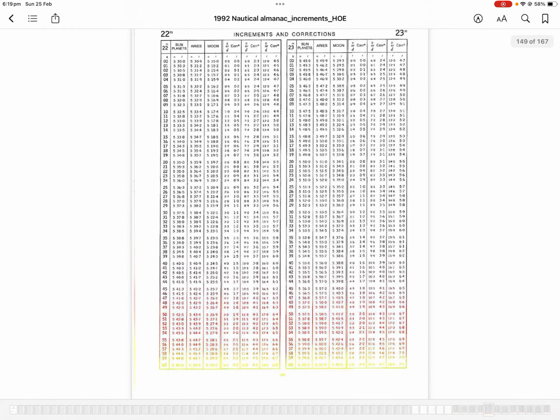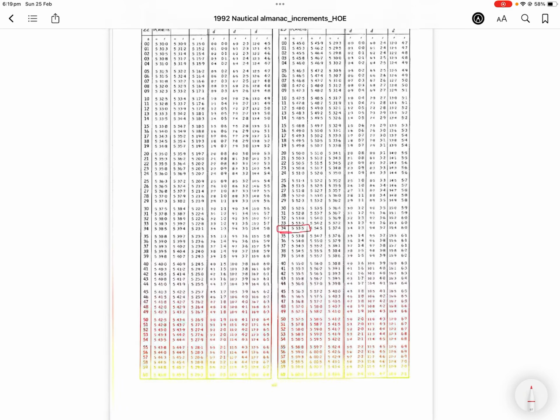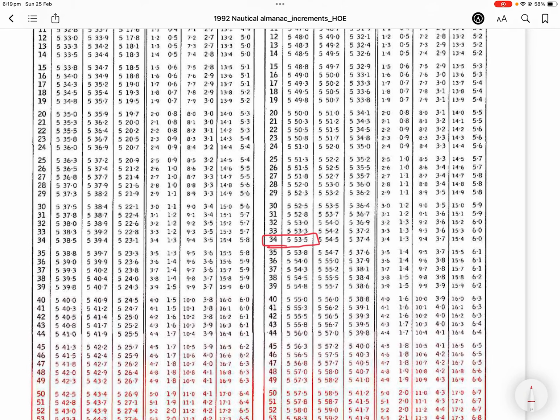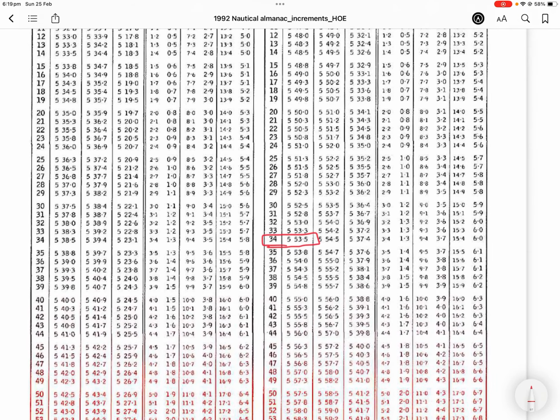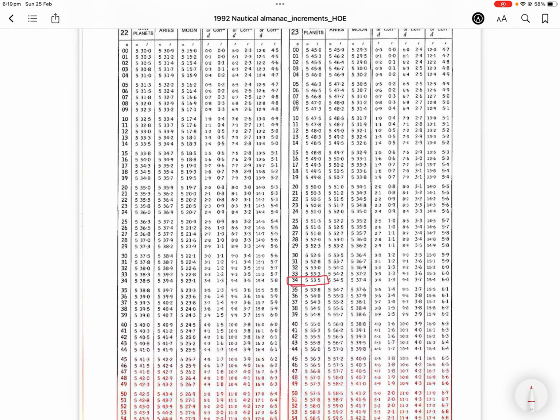So this is 23 minutes and 34 seconds. So you can see here, if I zoom in, this is the increment for Saturn. It will come under planets, of course. 5 degrees 53.5 minutes. And for the D value of 0.1, the corresponding correction is 0. And for the V value of 2.3, the corresponding correction is 0.9.